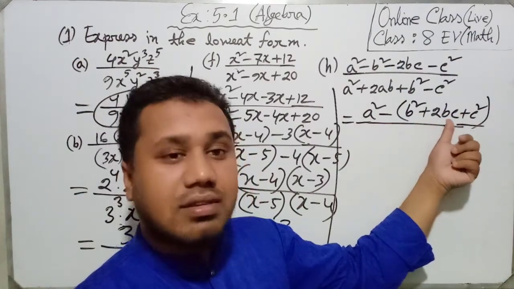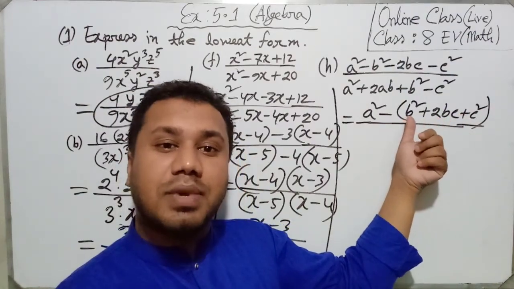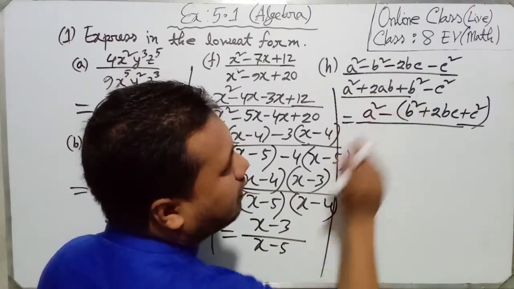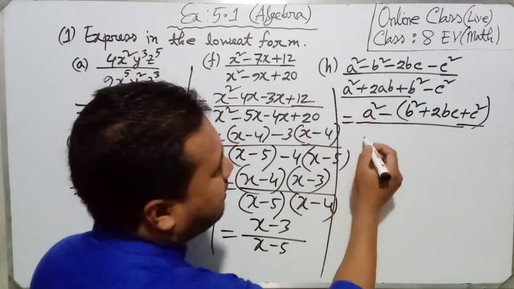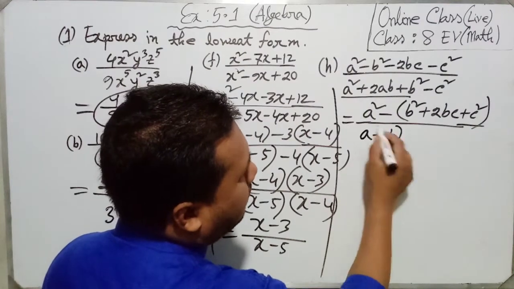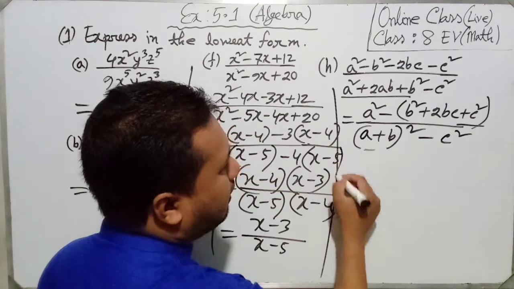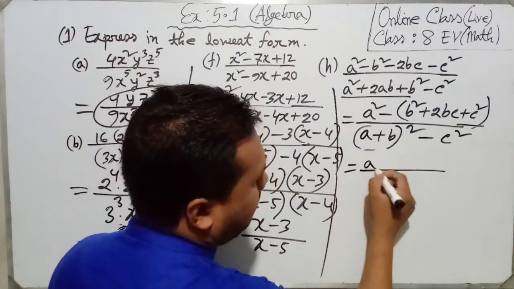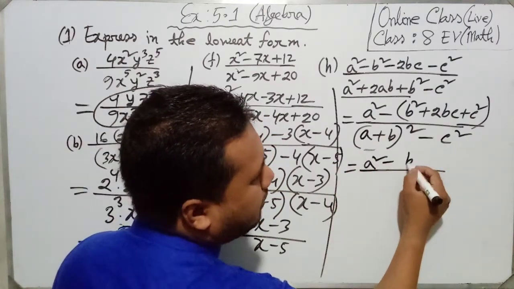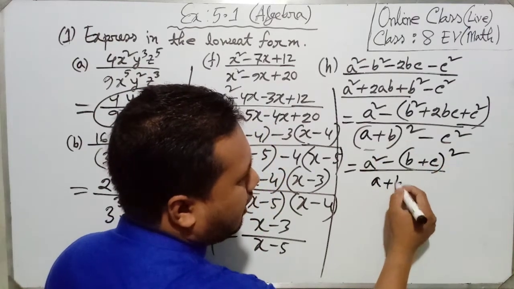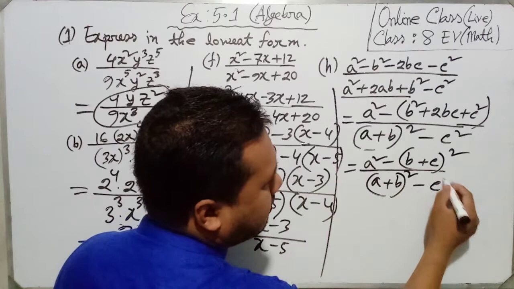Now look, this is a formula, f plus b whole square. There is already one formula matching, so we can write f plus b whole square minus c square. Now there we can write, this will be b plus c whole square, and this is f plus b whole square minus c square.